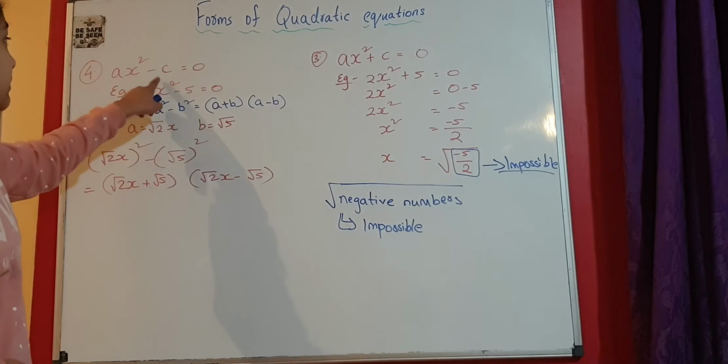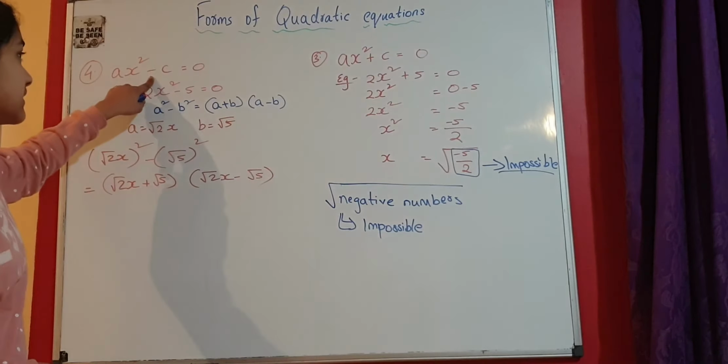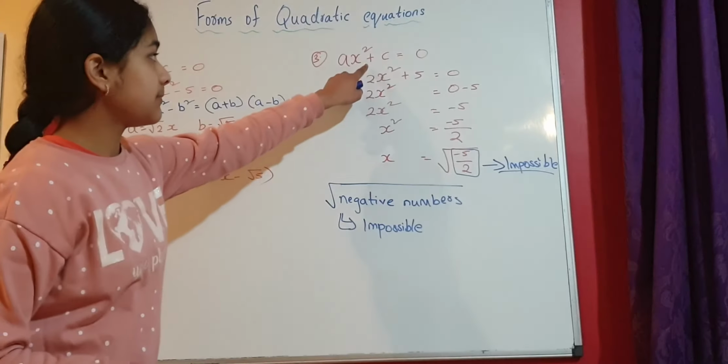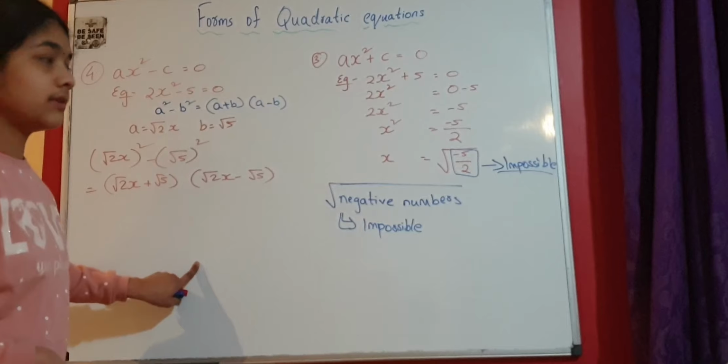Now there is a difference between this one and that one. Here we have plus c and here we have minus c. If it's plus c, it's impossible to solve. If it's minus c, this is how you need to solve.